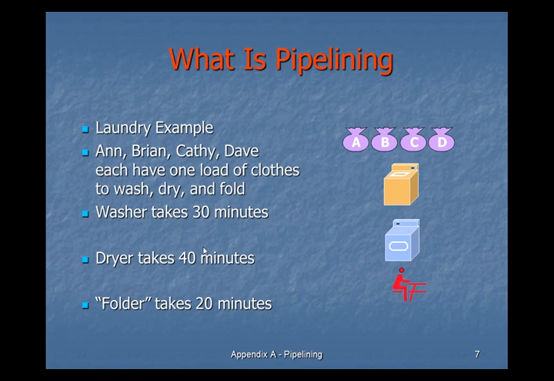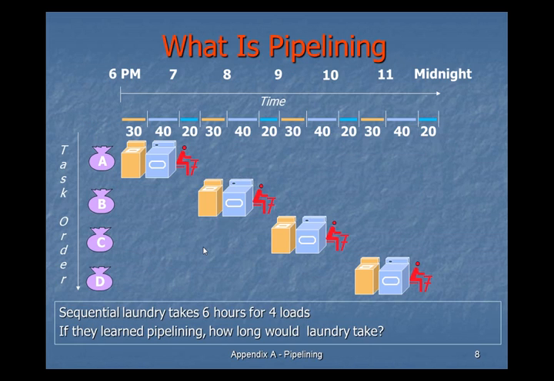One is using the washer, for example, Dave is using the dryer, Wayne is using the folder at the same time. So that is the example of pipelining. So this is 6 p.m. at the starting, 11 p.m. in the midnight. Task order, that is A, B, C, D.